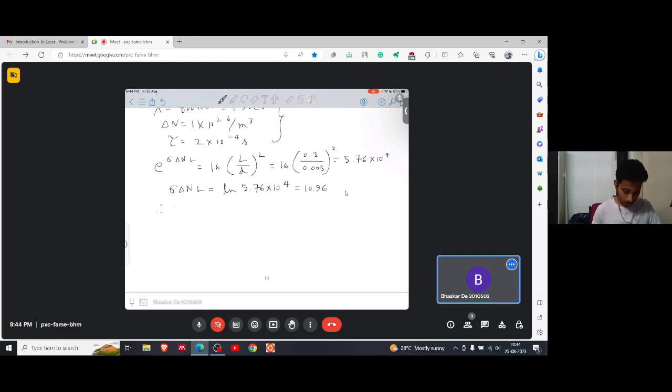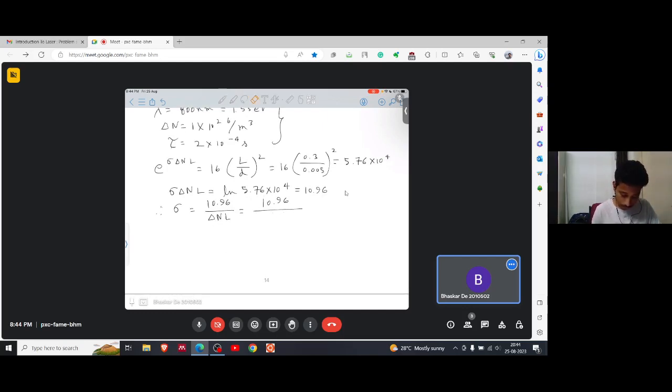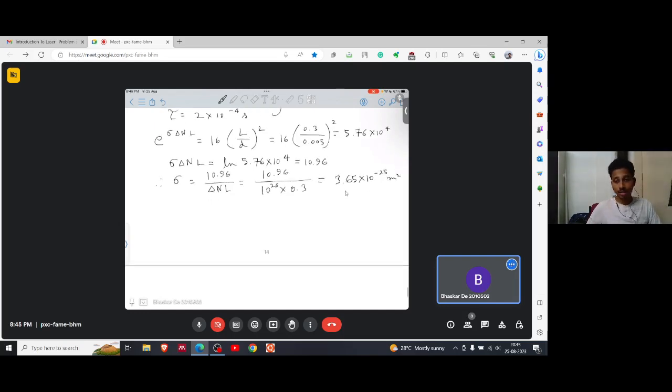So sigma, the cross section, is 10.96 by delta n L, equal to 10.96 by 1 into 10 to the power 26 into 0.3, which is 3.65 into 10 to the minus 25 meters square. So this is the cross section.